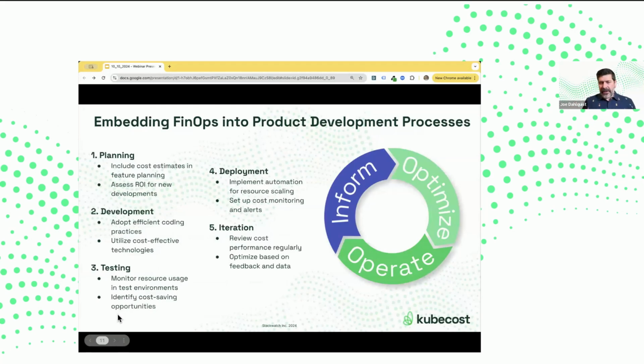Can move to the next slide. By embedding these kinds of FinOps patterns and practices within your product development orgs, you're going to maximize value to your customer. You're going to maximize value to your business. It's good for everybody, right?